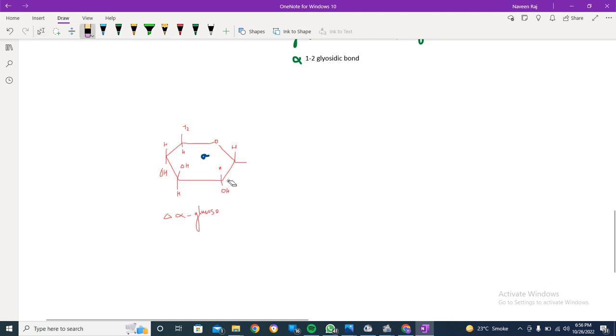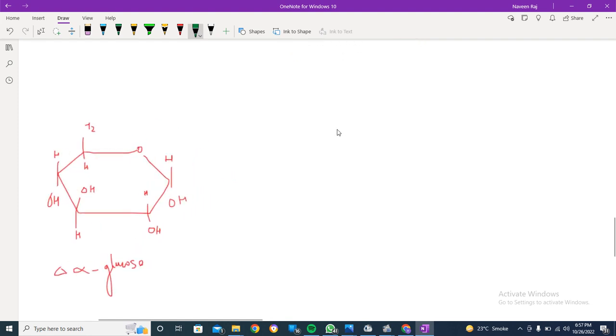Here is just a change right now: H and OH. H is up, which means it is alpha. Now we have alpha glucose. What is the second element? That is beta fructose. We have not drawn beta fructose yet, and today we are drawing that. Do remember that beta fructose is a 5-cornered ring, not the same as glucose. Let me draw that.